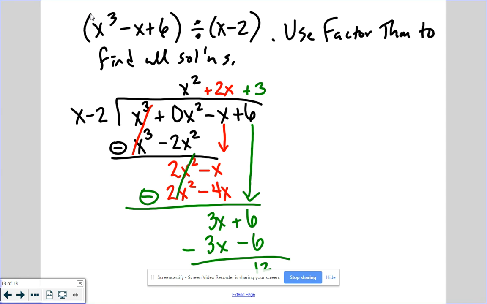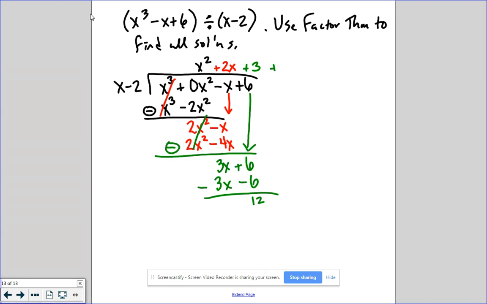So since I get remainder 12, 12 over x minus 2. So is 2 then a factor of that equation? No, it's not. So I can't find all solutions because my remainder is not 0. Everybody with me as to how I got that? Okay. Any questions on that? Good.